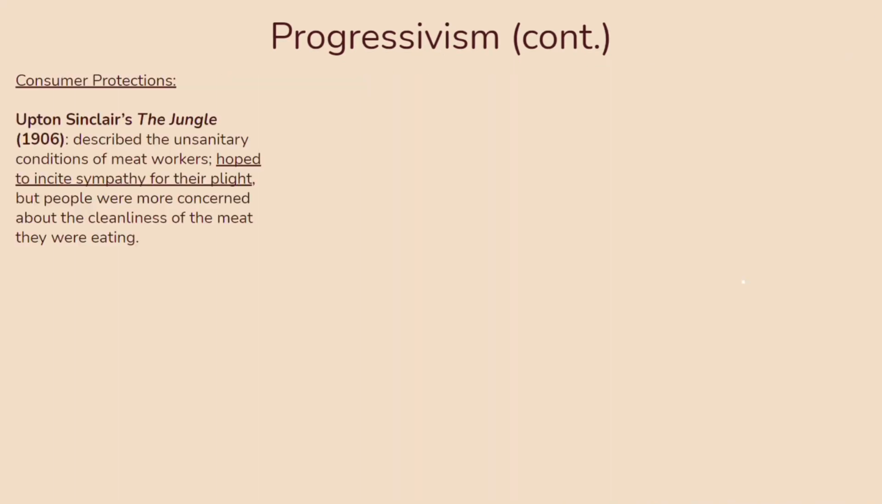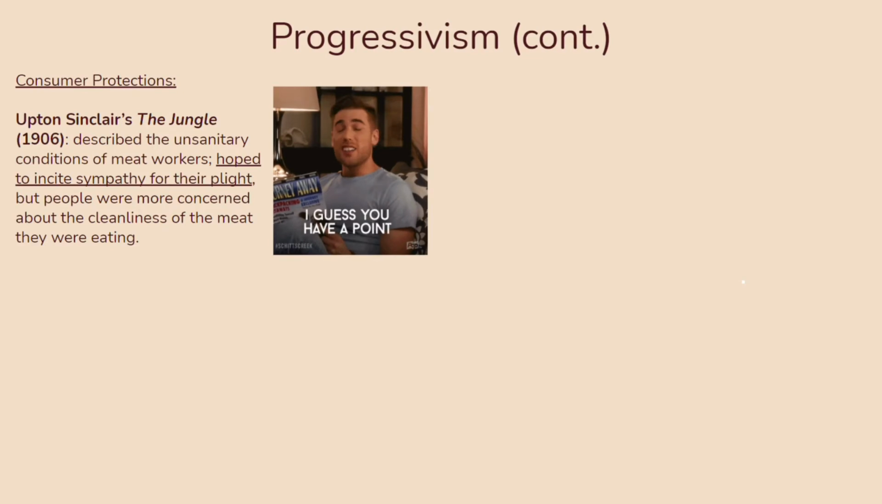Roosevelt was also known for consumer protections, and this really starts when Upton Sinclair writes The Jungle in 1906. This described the unsanitary working conditions of meat workers, and it hoped to incite sympathy for their plight, but it actually made people more concerned about the cleanliness of the meat they were eating. So although that wasn't the original point of the book, it definitely was something that needed to be addressed, so in some ways it did serve its purpose.